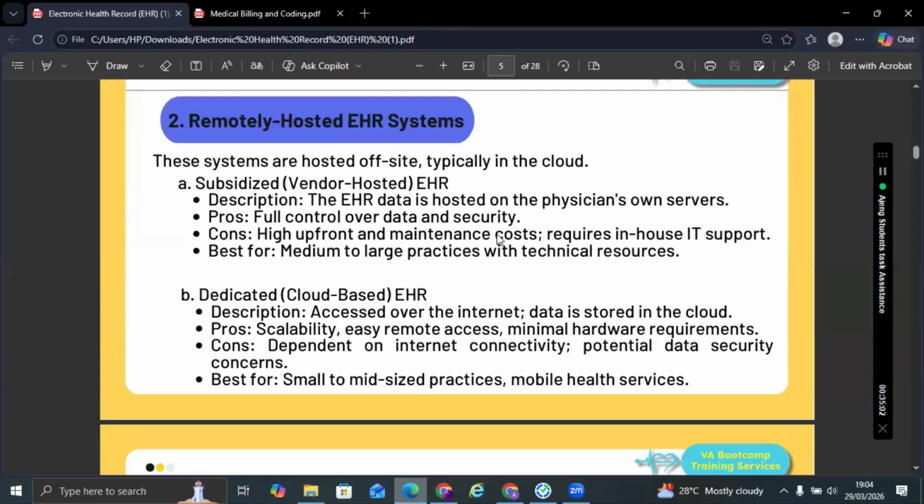And then a dedicated cloud-based EHR. The description itself is accessed over the internet. Data is stored in the cloud. And then about the pros is scalability, easy remote access, minimal hardware requirement. And about the cons is dependent on internet connectivity, potential data security concern. And this is best for small to mid-sized practices, mobile health services.